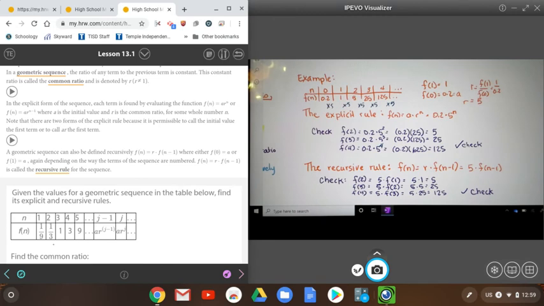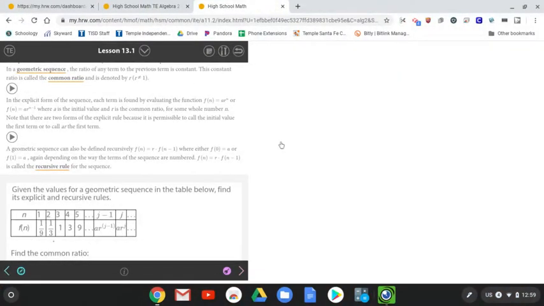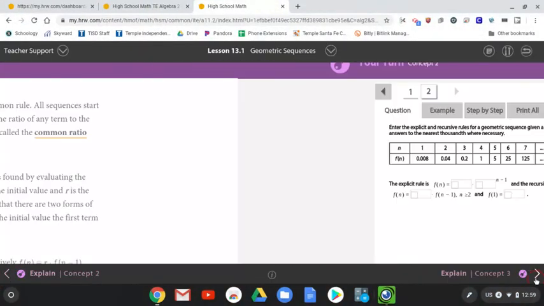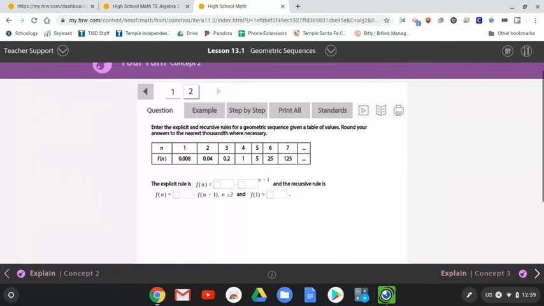So there are two problems that you need to answer. The first one's similar to the one you were just looking at. You have a table given with f of n's, and they want you to find the explicit rule and the recursive rule, and then tell what f of n1 is. You'll do that on the question in the blanks.